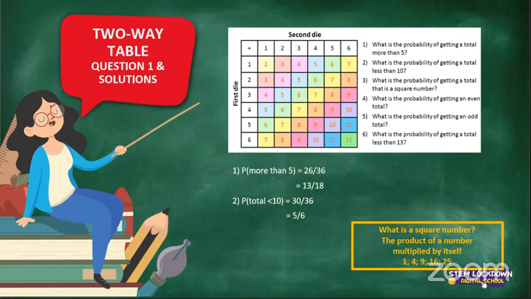So now on our table, what is the probability of getting a total that is a square number? So if we look at what square numbers are now, how many square numbers are on our table? We've got 4s and we've got 9s. Okay, remember 4 is 2 times 2 and 9 is 3 times 3. So how many square numbers do we have on this table?